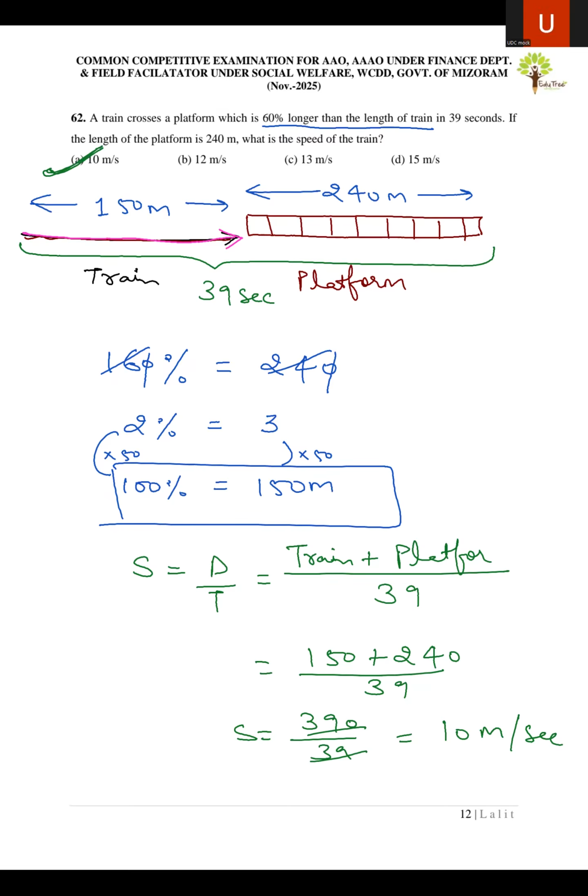Let us see the next question in this. So the question is 5 raised to the power 2x minus 1 is equal to 5 raised to the power 9 divided by 125 raised to the power x.